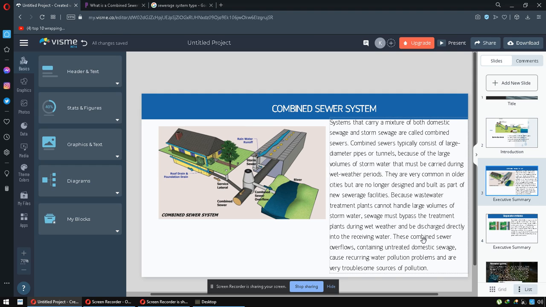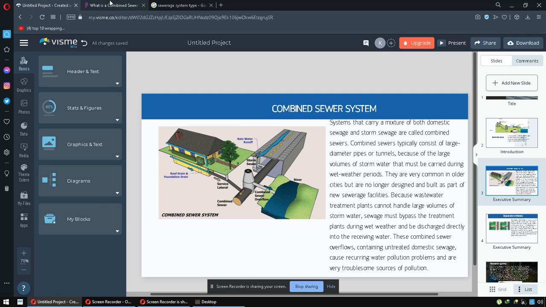Sewage must bypass the treatment plants in wet weather and be discharged directly into the receiving water. These combined sewer overflows containing untreated domestic sewage cause recurring water pollution problems and are a very troublesome source of pollution. So this kind of sewer system is a very troublesome one.